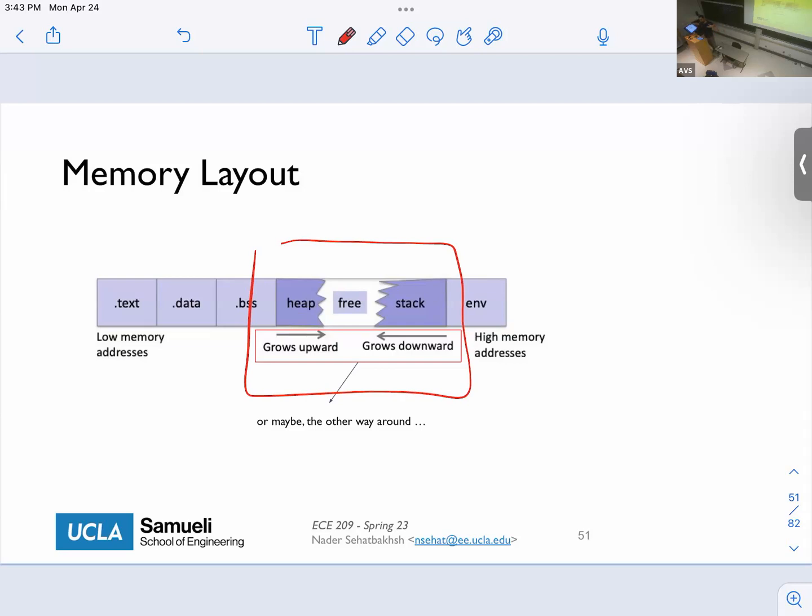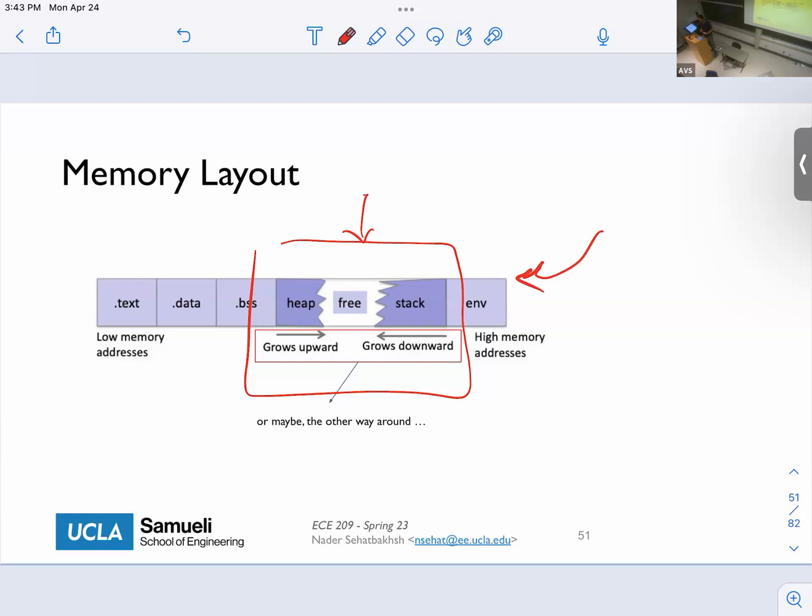Usually they grow in opposite directions. So the heap can go upwards and the stack can go downwards. In some systems, the stack goes upward and the heap goes downwards. That doesn't matter. In both cases, the buffer overflow might be successful. But what's really happening is that there are ways you can play with this, and the adversary will use that in order to attack. So let's see how. And this is basically the memory layout per process.